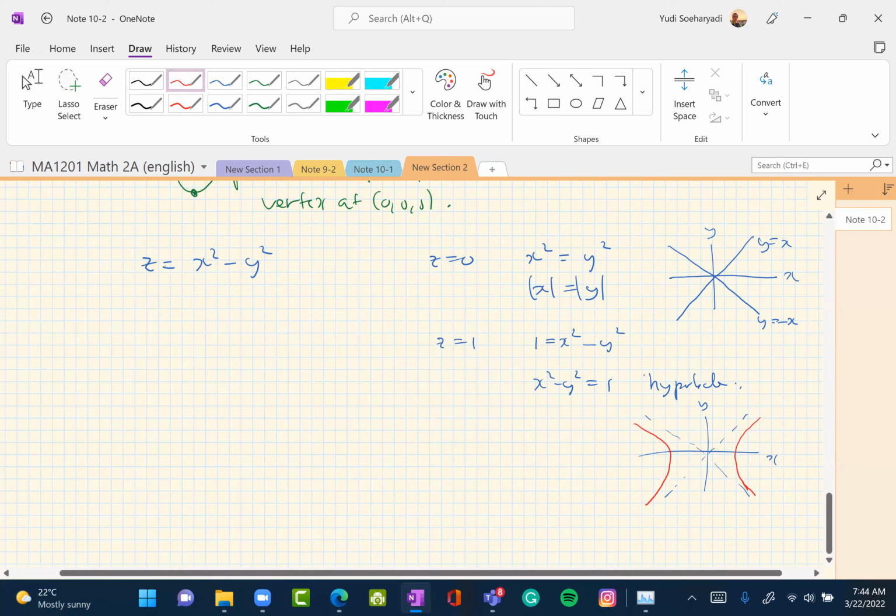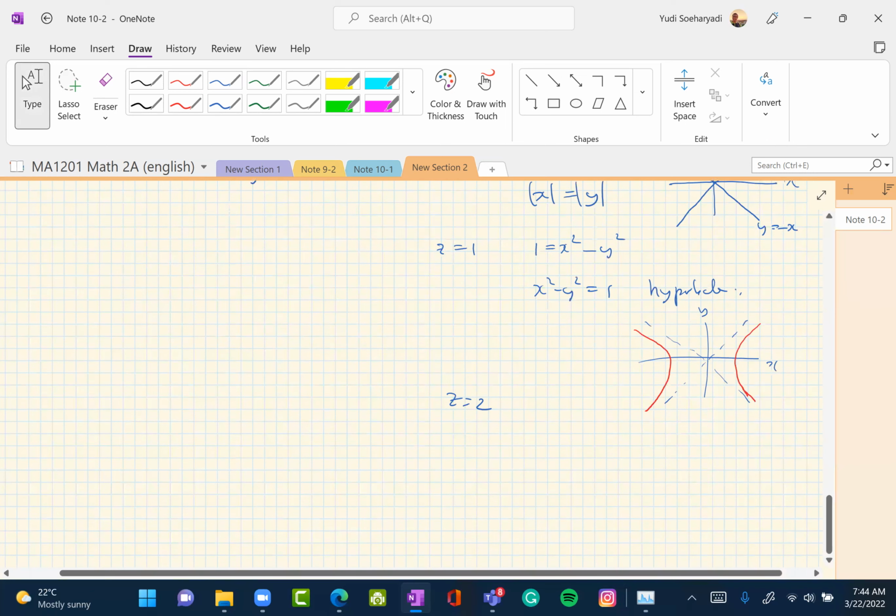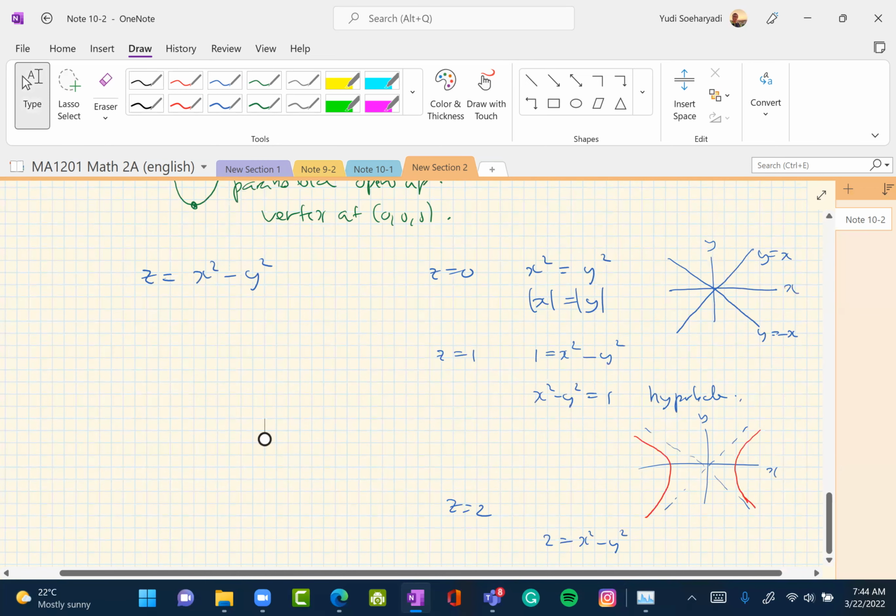And you make another cut, for example, z equals 2, you get 2 equals x squared minus y squared. That's another hyperbola. Okay, so how this hyperbola looks like. So what's the shape of this? This is what we call a hyperboloid.